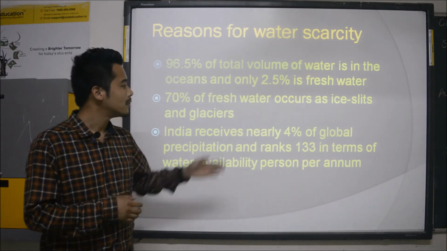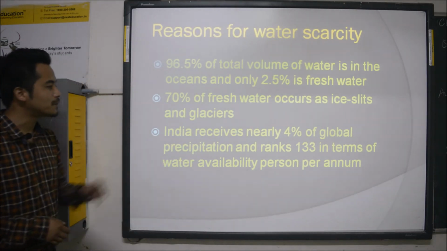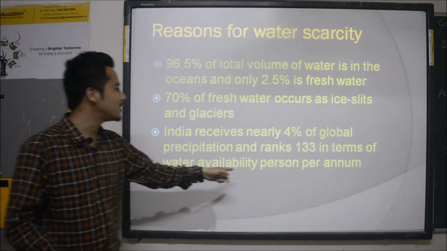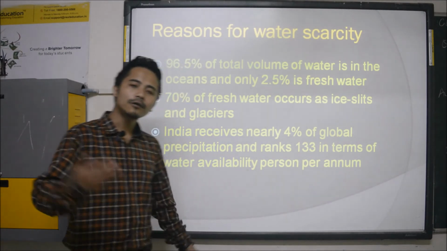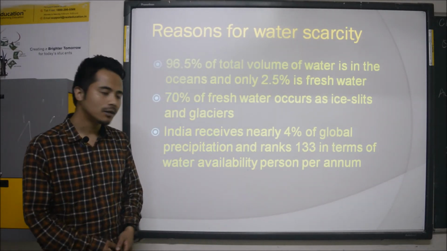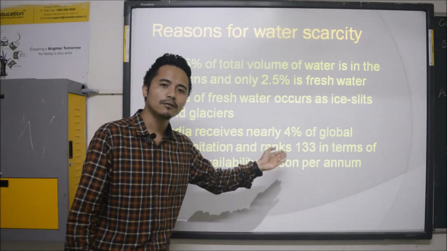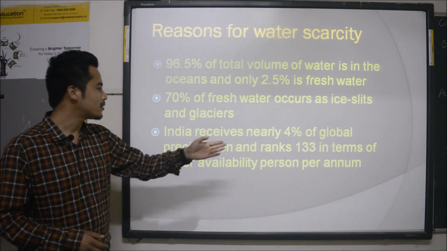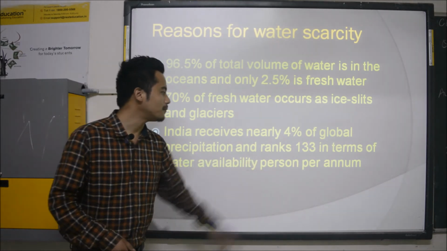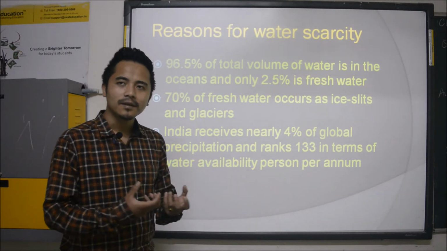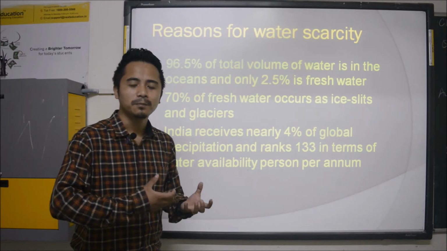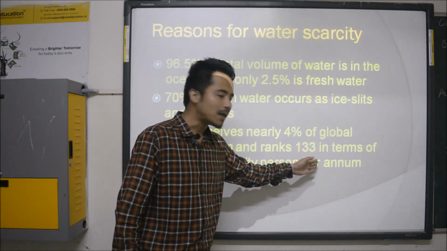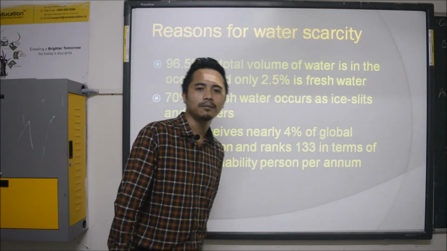Yes or no? So India has 4% of global precipitation and ranks 133rd in terms of water availability per annum. Out of 198 countries in the world, India ranks in the 133rd category, right? Water availability per annum means the usage of water by one person yearly. In that manner, India ranks 133rd.